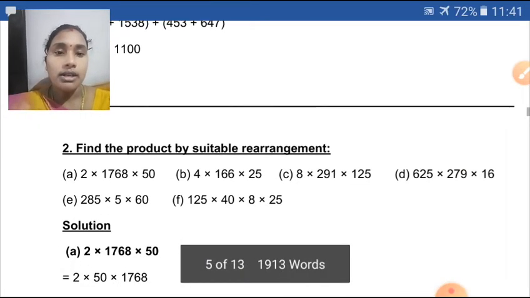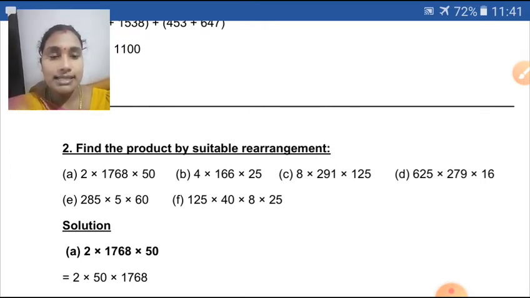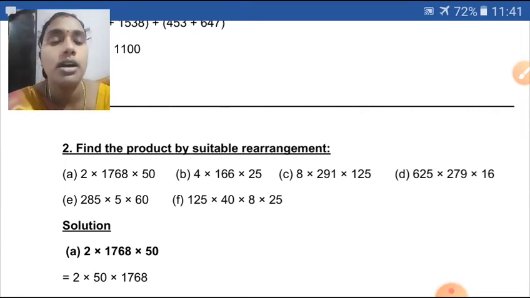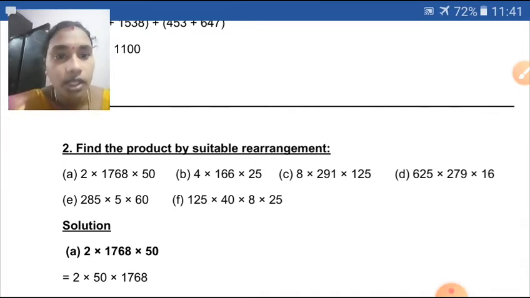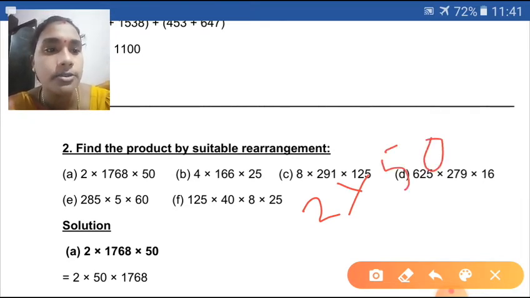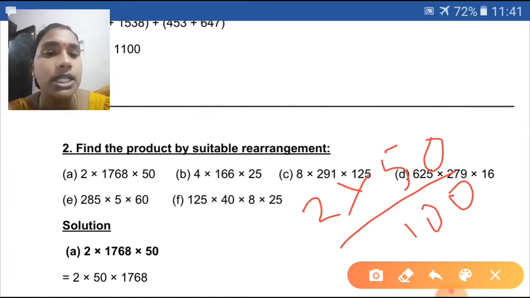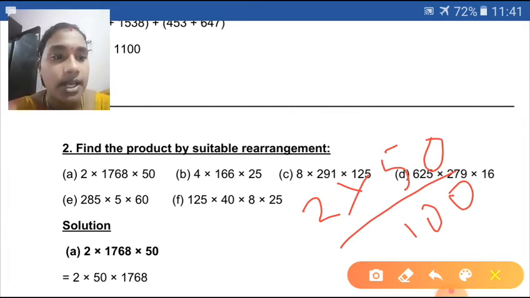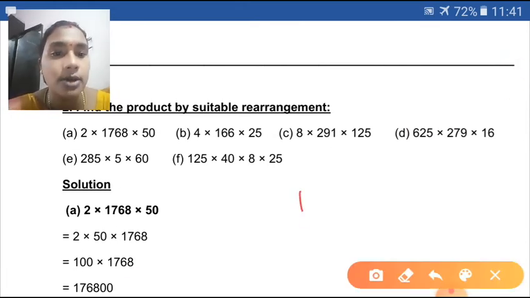Now the next one: find the product by suitable rearrangement. Let us take the first sum, 2 into 1768 into 50. How can we rearrange them to find the answer in an easy way? Let us take 2 into 50 first. 2 into 50, as we know, is 100. When you multiply any number by 100, it will give you the answer very quickly.